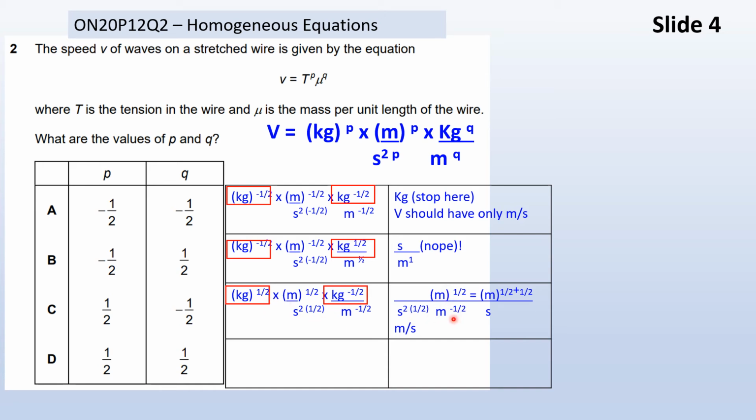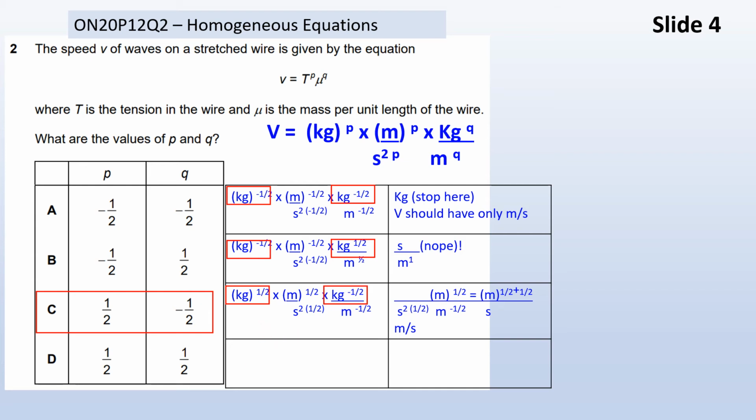So now what's going on is that this guy here is negative, so it goes up being positive. And this guy stays here. So now we have m. We are going to add the exponents. So half plus half is 1. And here, what we're going to do is 2 times 1 is 2. 2 divided by 2 is 1. So now we have meters per second. So this option is the correct one.